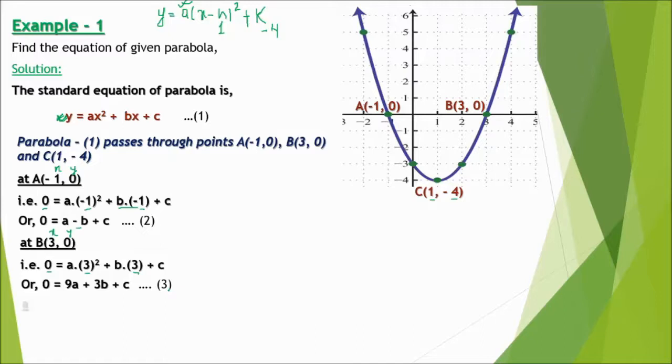At C (1, minus 4), here the value of x is 1 and the value of y is minus 4. So minus 4 is equal to a times 1 square plus b plus c, that is, minus 4 is equal to a plus b plus c. It is our fourth equation.